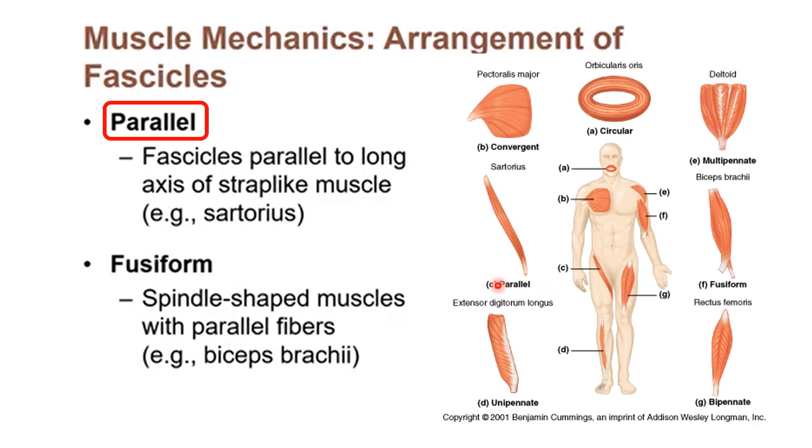So here you have circular, convergent, then you have your parallel muscles, where the fibers are organized in a parallel fashion, right? And then you have your fusiform muscle. When you look at fusiform and parallel muscles, there's not a lot of difference among them. Fusiform just has a little belly in comparison to the parallel, which is basically a straight string of muscle. So fusiform muscles are spindle-shaped muscles with parallel fibers.